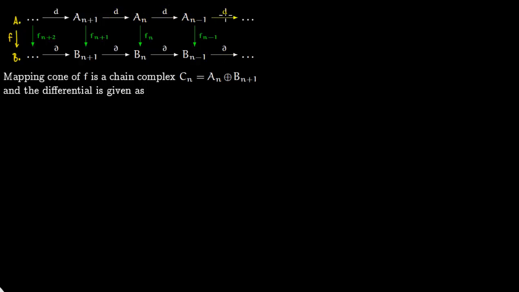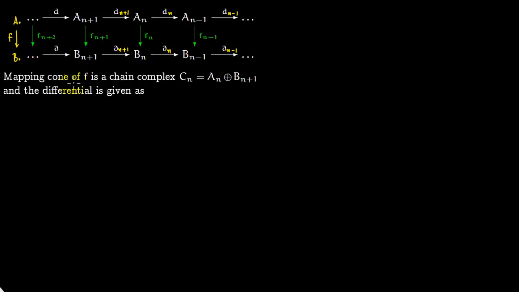This map right here is dn, this map is partial n, here it is dn minus 1, here it is partial n minus 1. Similarly here you have dn plus 1 and you have partial n plus 1. We are going to omit the subscripts here because we know what module this map is acting on, and that will make it clear.